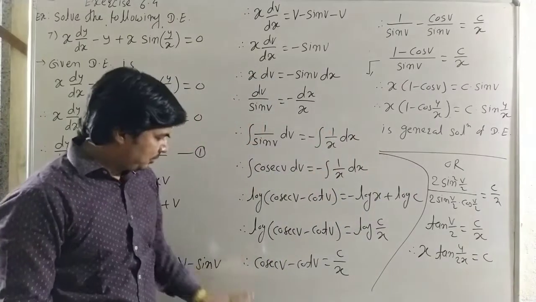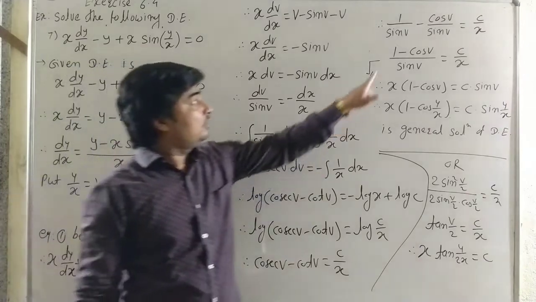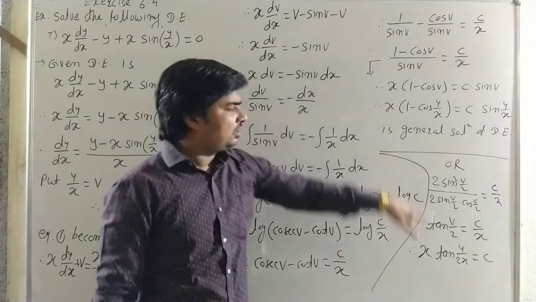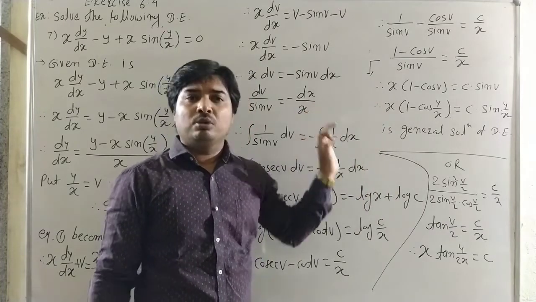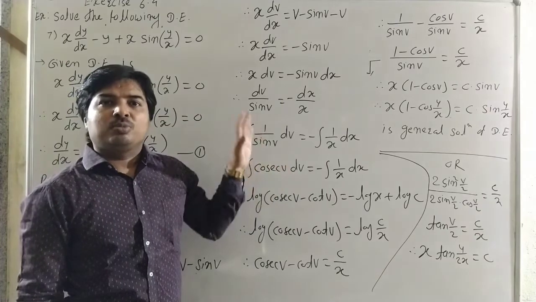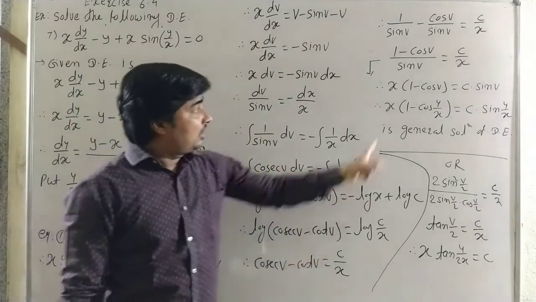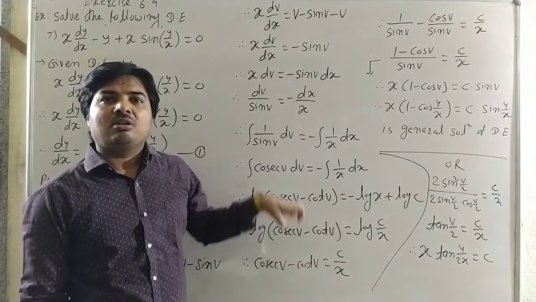For the board, it is sufficient. We put here phi is equal to y by x, or this solution or this solution. For the board, any one solution we get the full marks. But in the CET or objective questions, there will be only 1 out of 3 because all 3 are the correct answers.